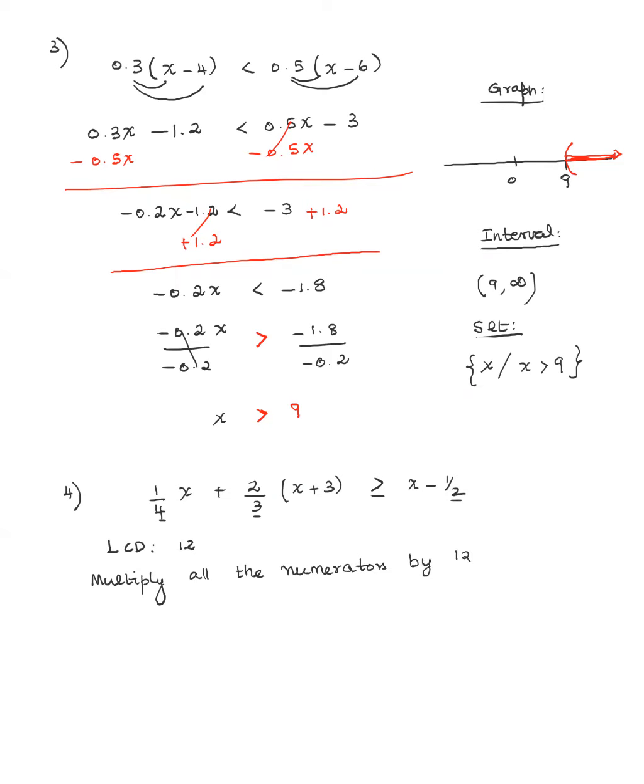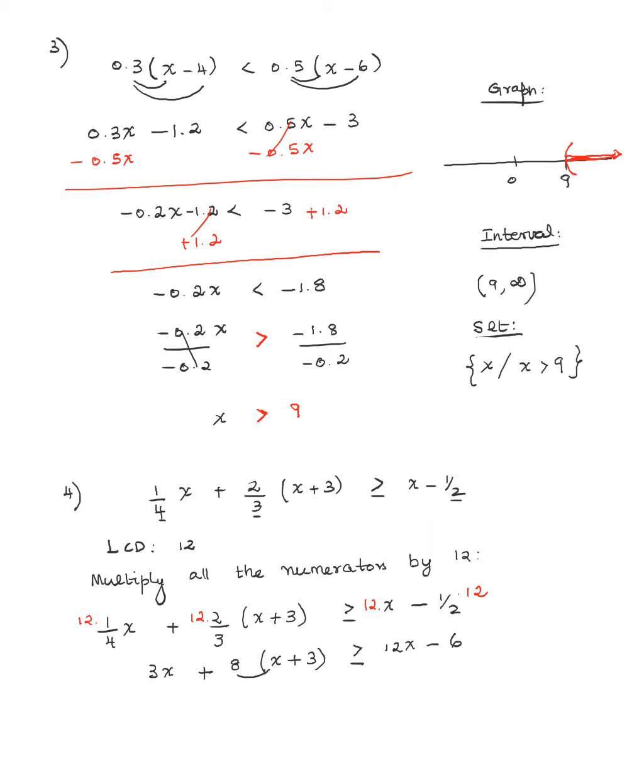I'm rewriting the problem here. So then I'm going to write, multiply each one by 12. So 12 over 4 is 3, so 3x. Here 24 over 3 is 8, and you put the bracket and write the rest of the term. And then 12x. 12 over 2 is 6.